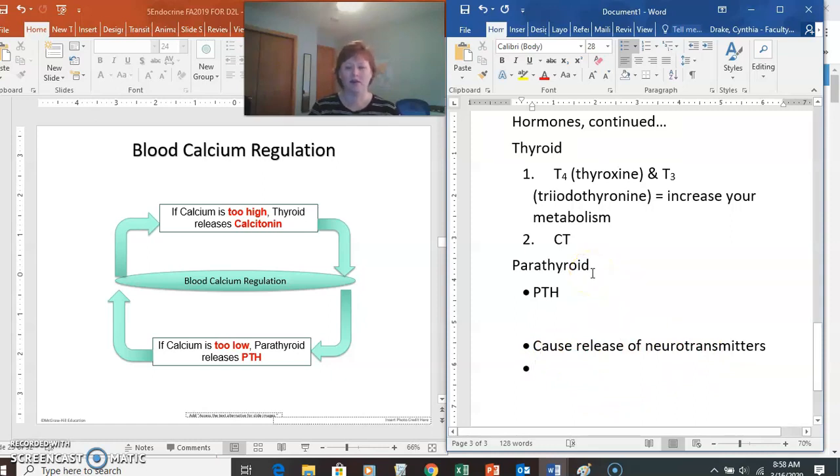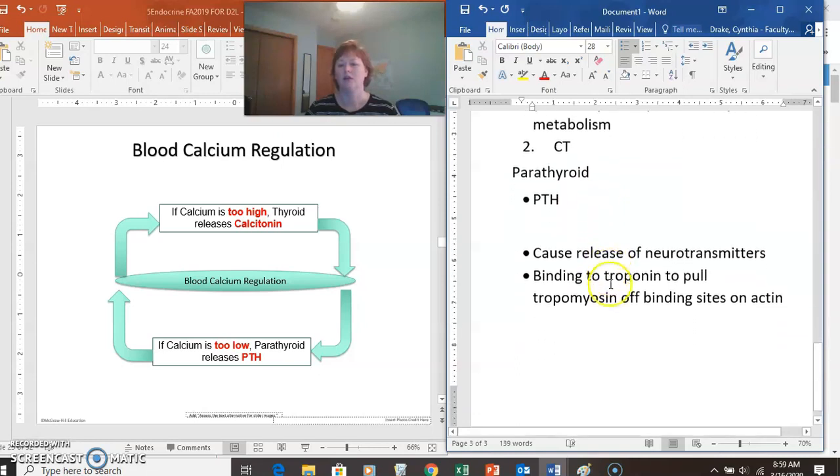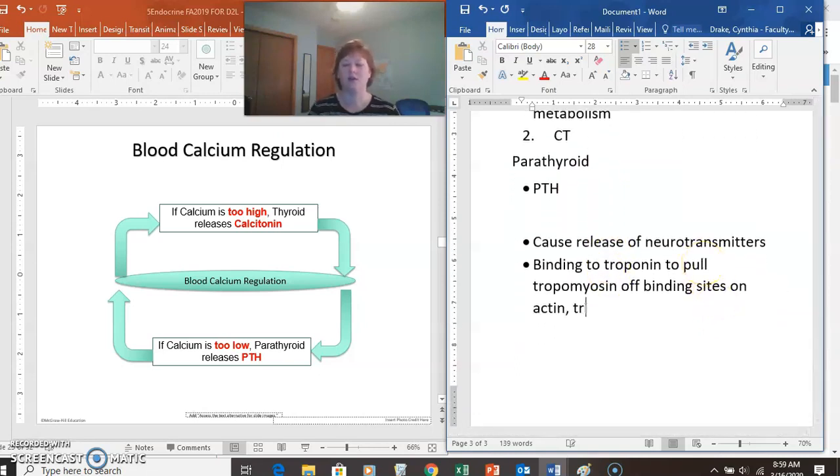Don't forget, it's also very important for binding to troponin, to pull tropomyosin off the binding sites on actin. And that, of course, is going to trigger the start of a muscle contraction. So calcium is very, very important for muscle contraction. It's very important for neuron communication as well. So I want to make sure that I keep this balanced.